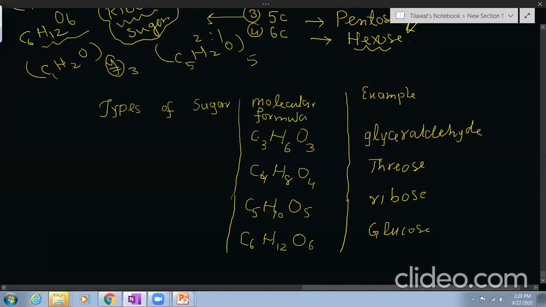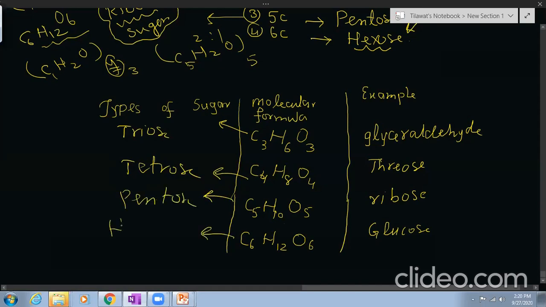Am I clear? So which type of carbohydrate do we have? This one is triose. Which one is this? Tetrose, right? And which one is this? This is pentose. And which one is this? This one we have hexose. Am I clear? So these are the types of monosaccharide. If you want to take hints, you can take.